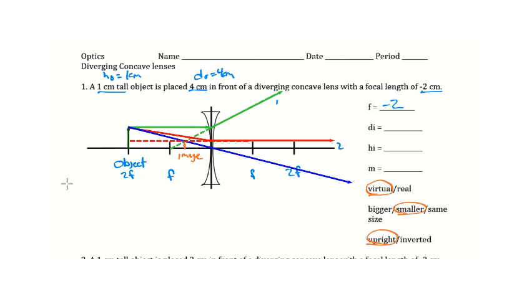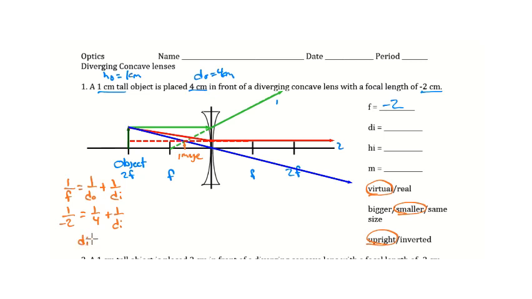So you need your equation: 1 over focal length equals 1 over object distance plus 1 over image distance. So we have 1 over -2. That negative sign is going to be a key here. 1 over 4 plus 1 over di. So you just have to solve for di. I highly recommend using your calculator and the inverse button. So -2 to the -1 minus 4 to the -1. Hit the -1 button to flip that fraction.